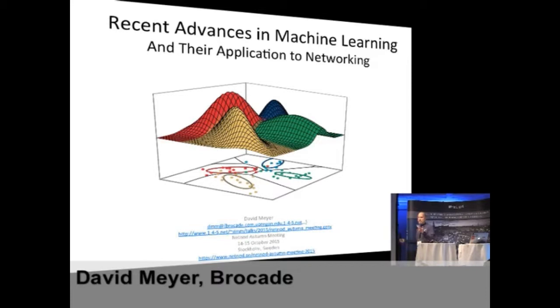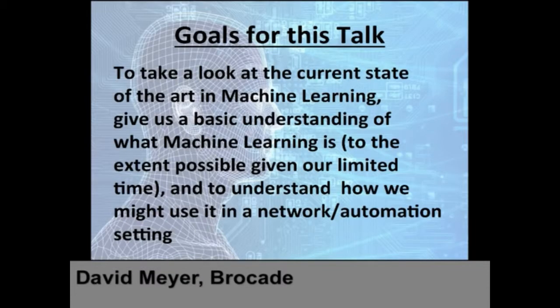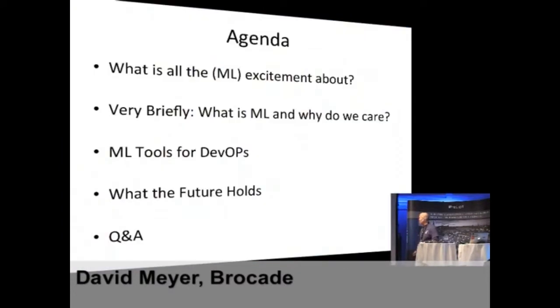Okay, so goals. Let's take a look at the current state of the art in machine learning. See if we can get a basic understanding of it in like 15 or 20 minutes. That's like impossible, but let's try. And see how we might use it to do something interesting in a network automation setting. Really it's all about math, but I'm going to stop with that, just a little bit.